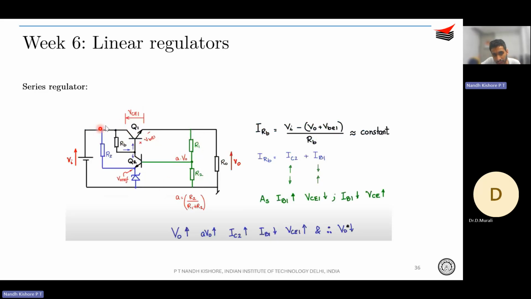So again, we take a feedback mechanism. So you take a tapping of V naught, that is a V naught over here, you use it to drive Q2. Okay. You can use that to drive Q2, and if you drive Q2, based on that, your driving current for Q1 is going to change. If your driving current for Q1 changes, the drop changes. Okay.